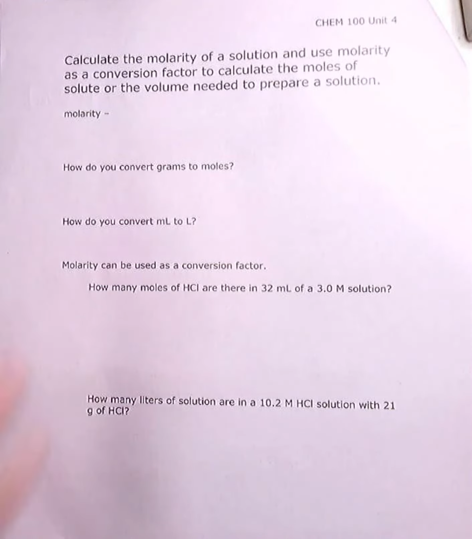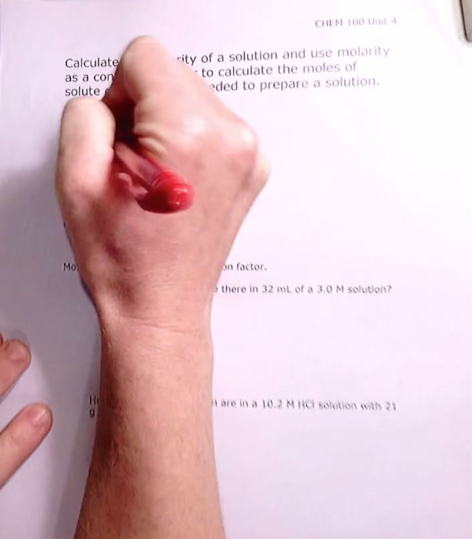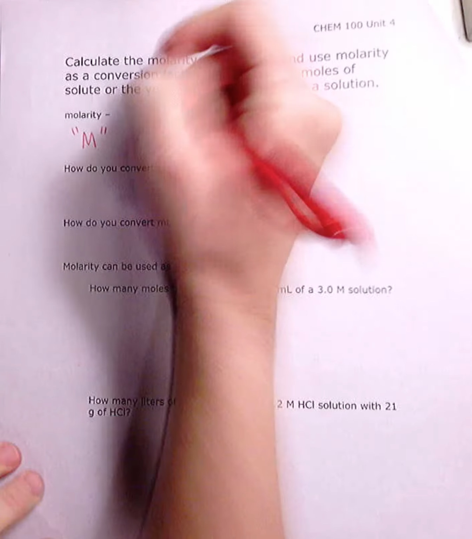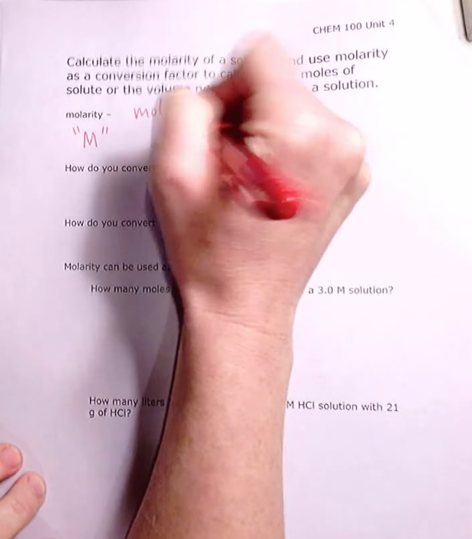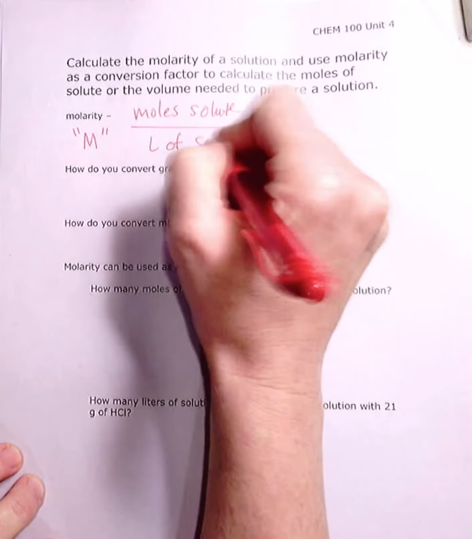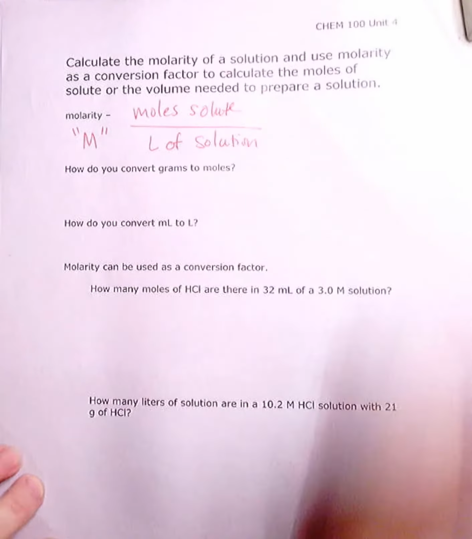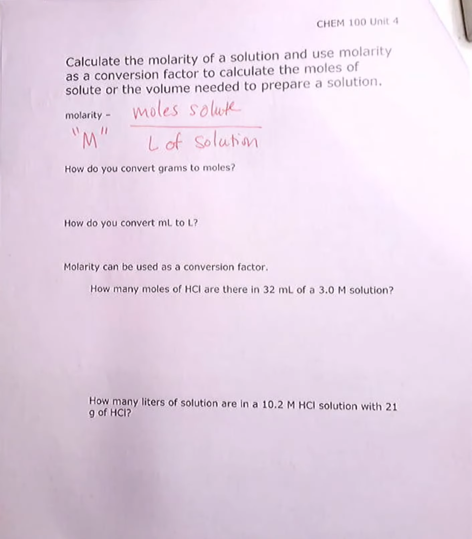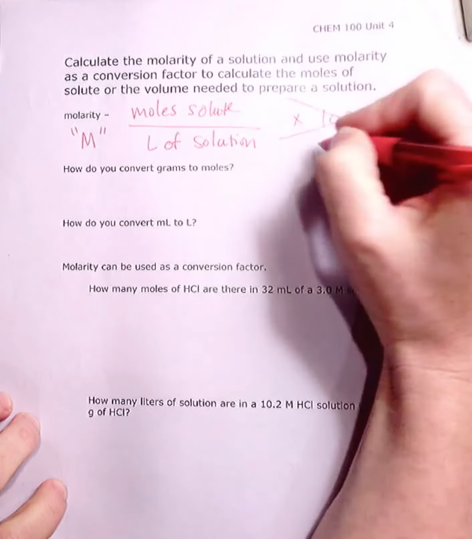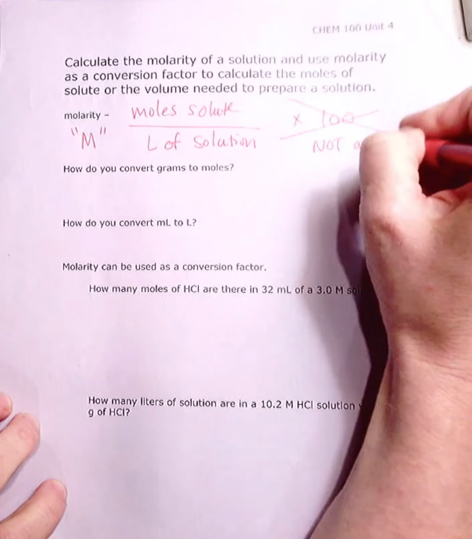So molarity, the abbreviation is a capital M or big M, and the definition of it is moles of solute over liters of solution. So moles solute over liters of solution. So notice it is not multiplied by 100. So it's not a percent.